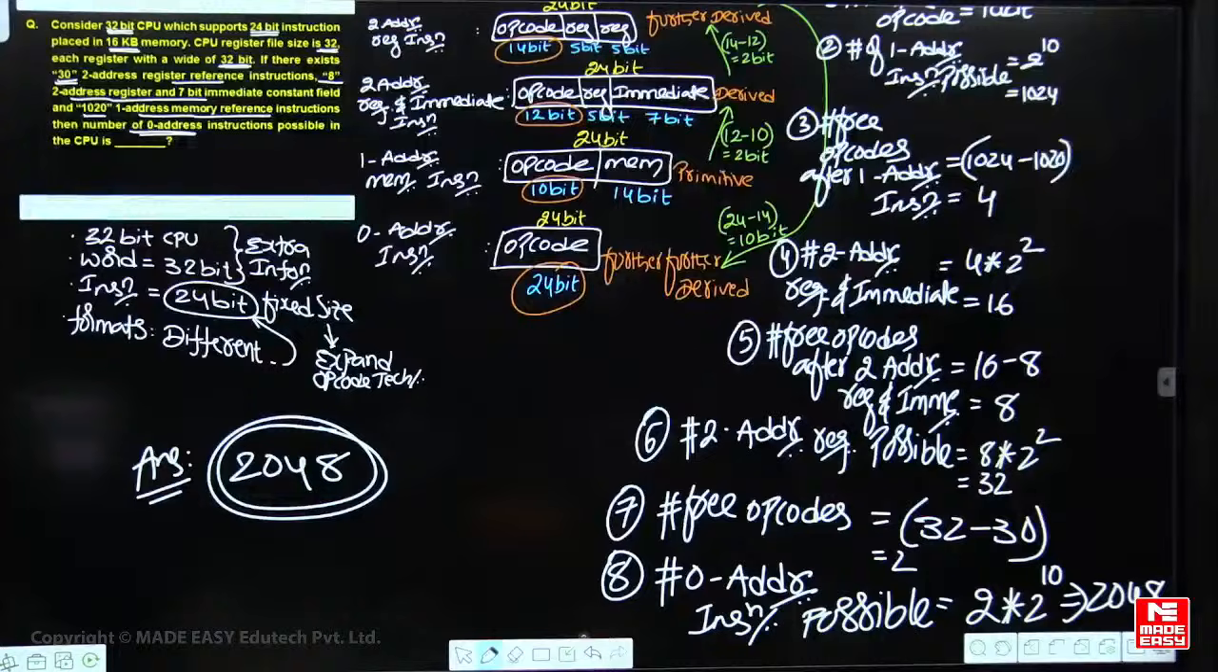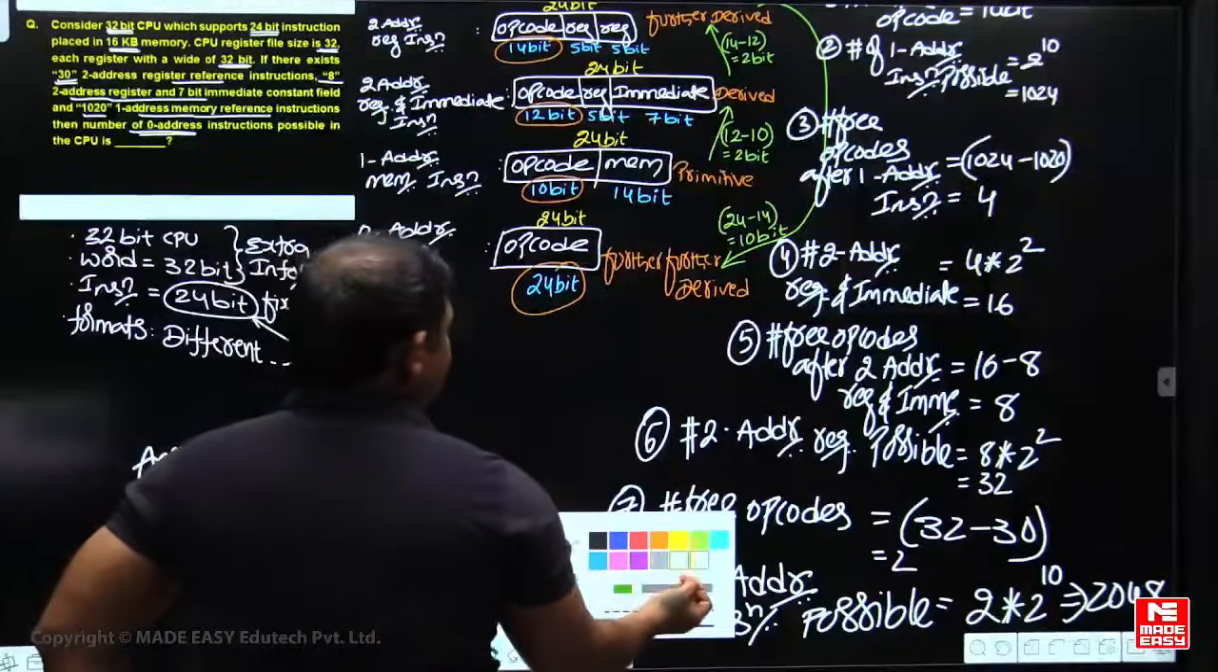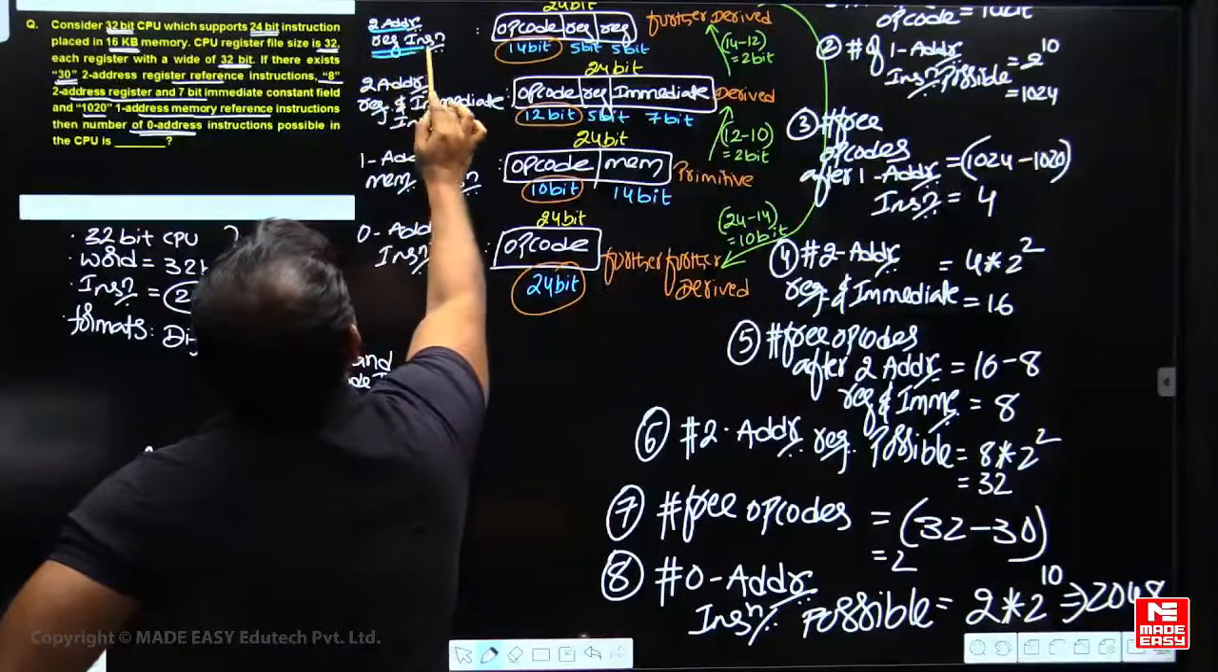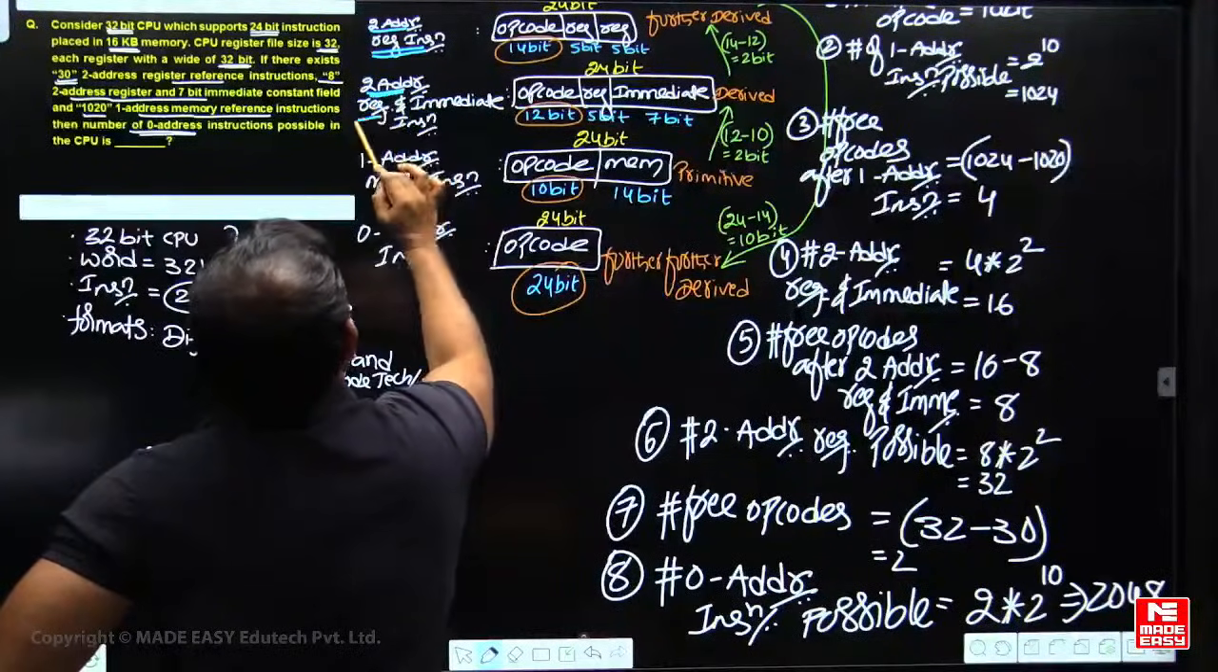Ratnesh, your answer is correct. Two address instructions came twice. Yes, obviously, because here two address instruction: this is two address register reference, and this is two address register and immediate.